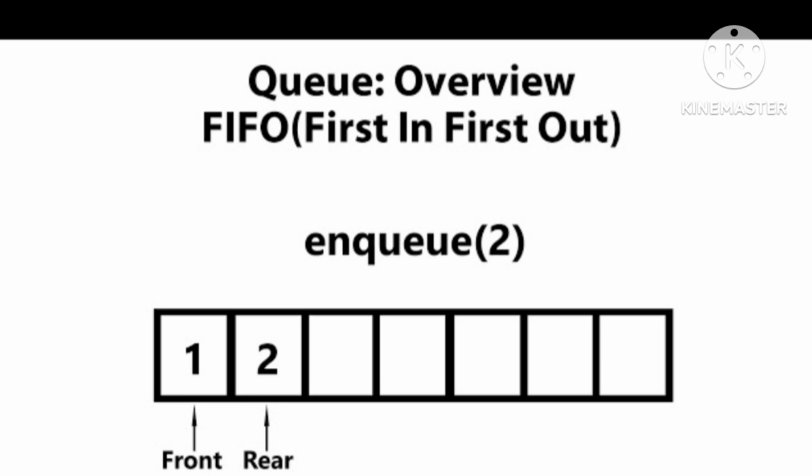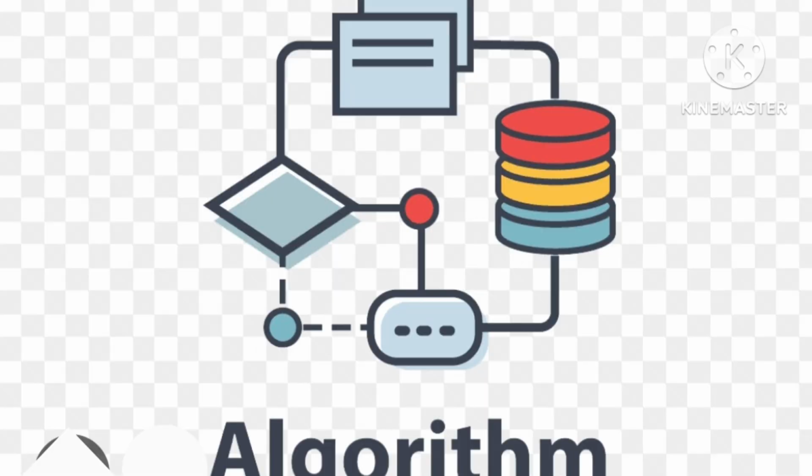Hope till now all of you have understood the concept of inserting the items onto the queue. Now let us understand the algorithm of the second operation, that is the deletion, or deleting the elements from the queue.